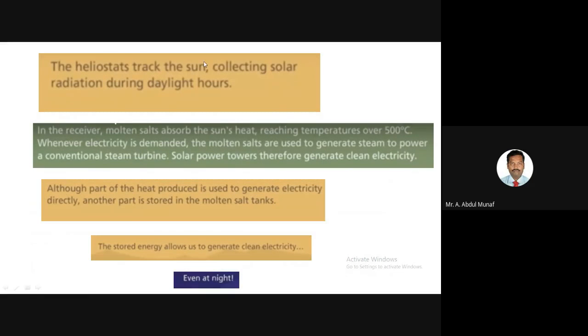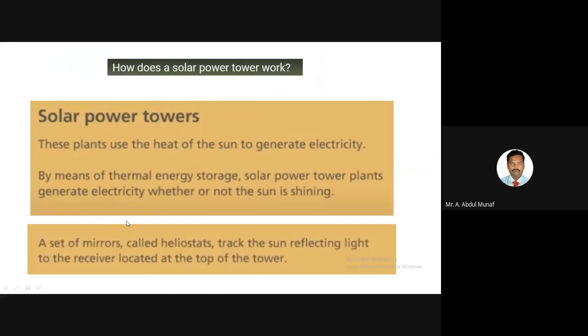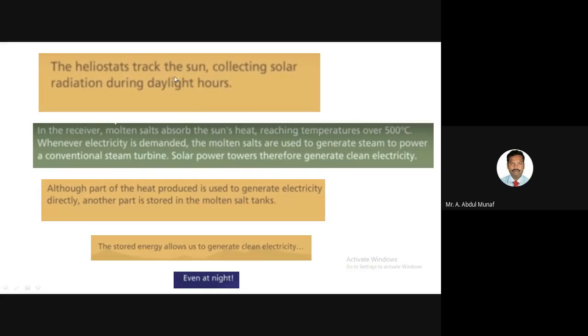Next, the heliostats track the sun, collecting solar radiation during daylight hours. The heliostats are the set of mirrors. The set of mirrors track the sun, collecting the solar radiation. For daytime, it is collecting the solar radiation.